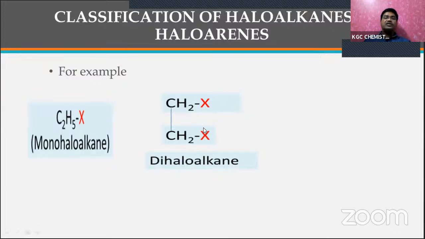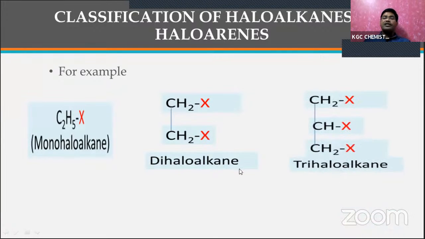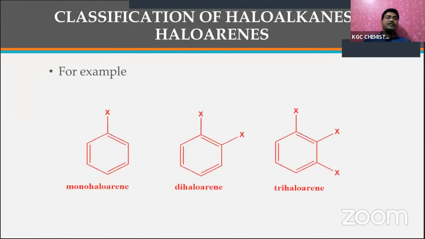The 2 halogens are present on the adjacent carbon atoms, and that is called vic. To remember it, vic means adjacent. So that we don't get confused, when the 2 halogen atoms are on the adjacent side, we call it the vic dihalides. This is the dihaloalkane. Another is the trihaloalkane. 3 halogens are present.